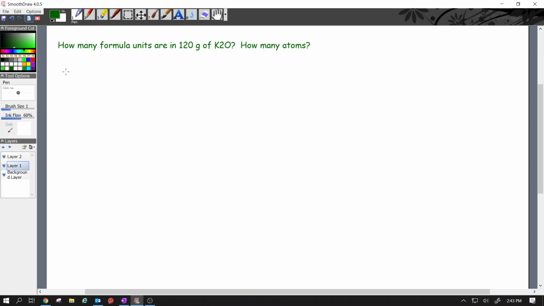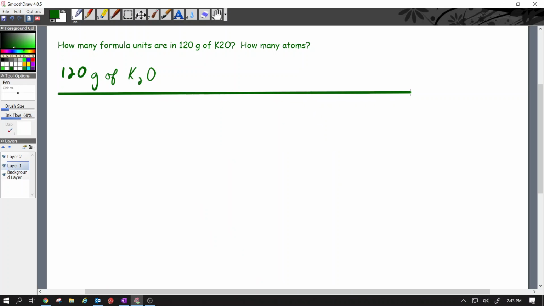We're always going to start with what we are given. So 120 grams of K2O. And then I'm just going to make a nice super long working line for that.